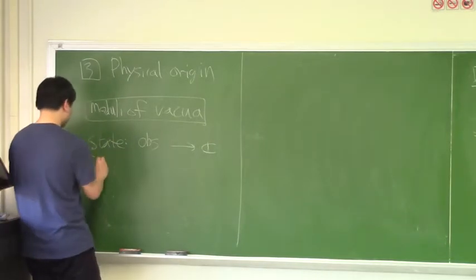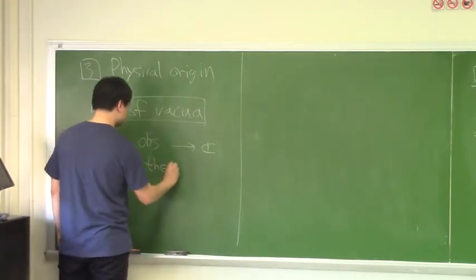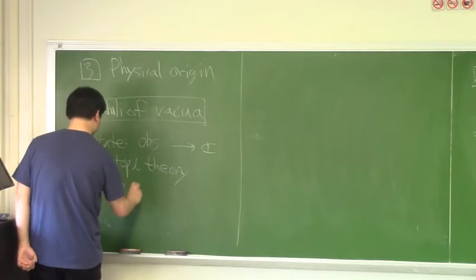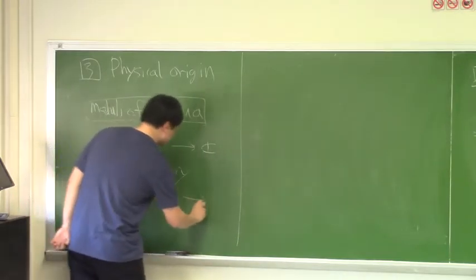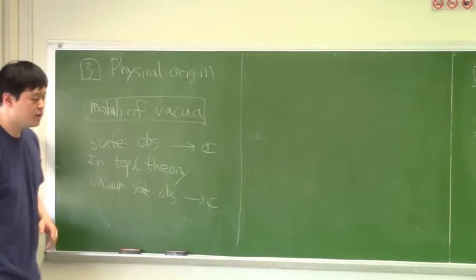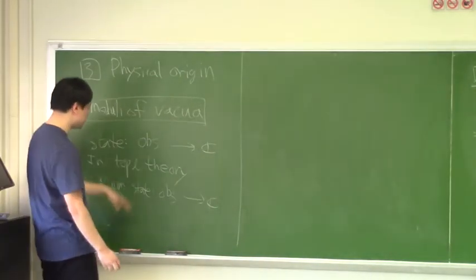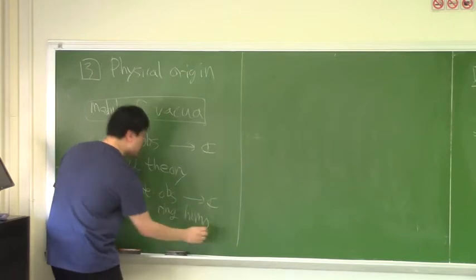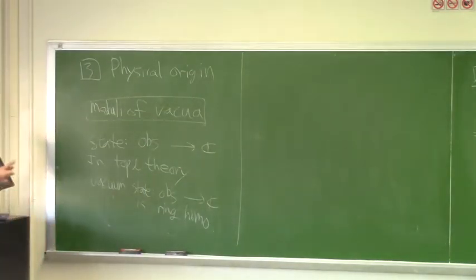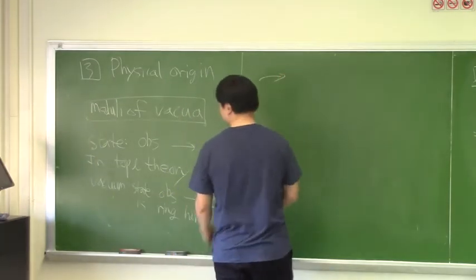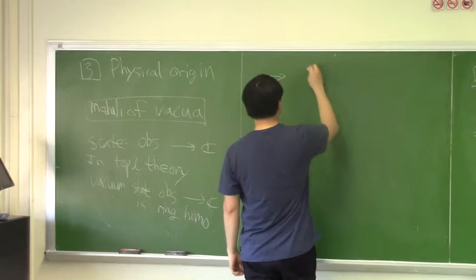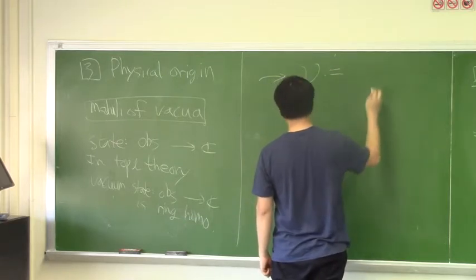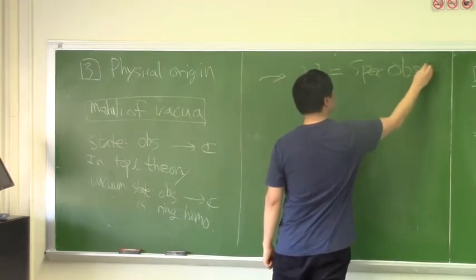And in topological theory, it turns out that a vacuum state, in general, is a state satisfying what is called the cluster decomposition property, but in topological theory, it turns out that a vacuum state is a ring homomorphism as opposed to just a linear homomorphism. Which suggests that maybe this moduli space of vacua is defined as Spec of this algebra of observables.